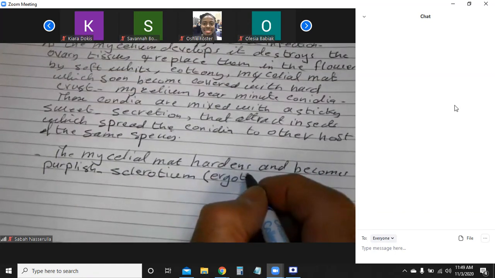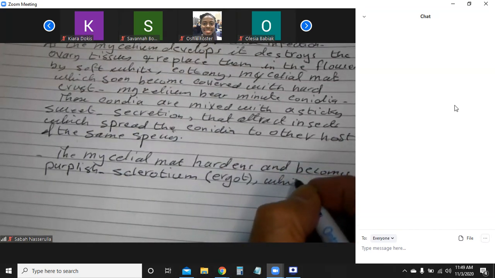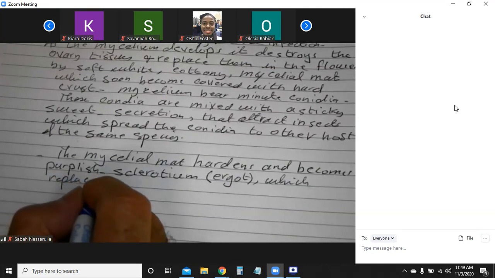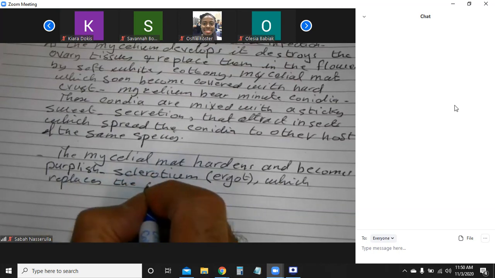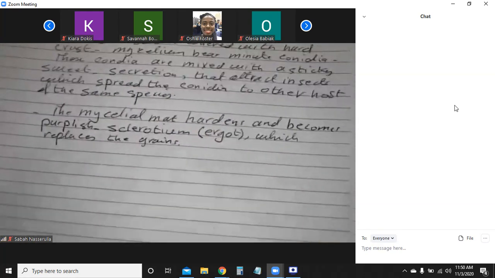And that organ at the end replaces the grain, because as I told you, when the fungus infects from the stigma, the mycelia goes all the way to the ovary, destroying the ovary, and then the mycelia at the tip shows the conidia with the sticky material, and that is going to replace the grain. Did you follow that?